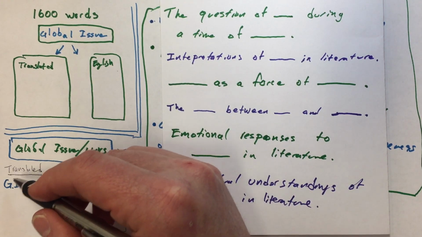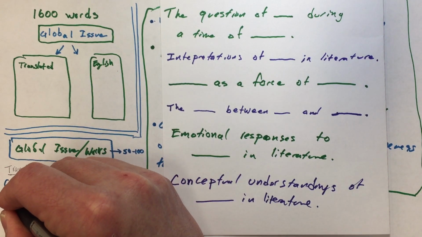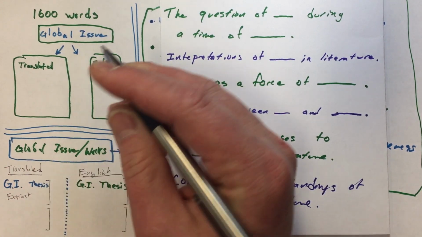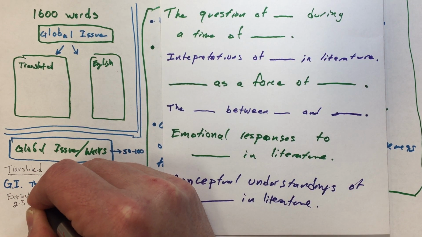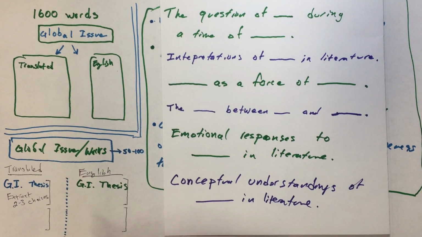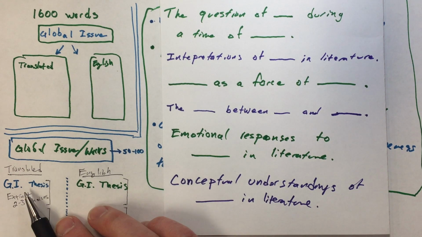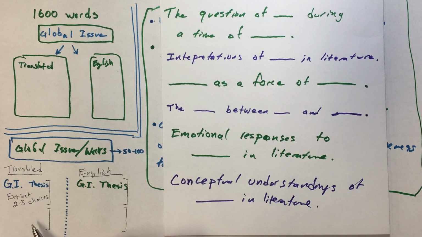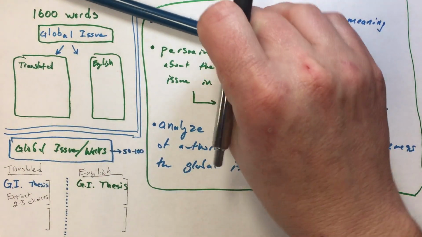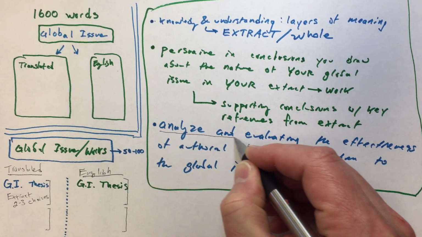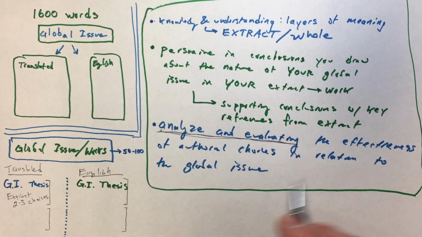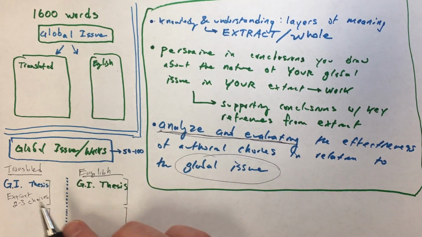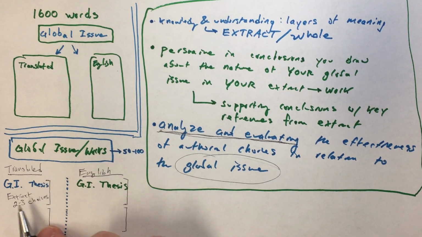So you've got your global issue thesis, and then you have your extract. In that extract, you are going to examine two or three specific choices, maybe more, depending on the level of detail you go into for those choices. Here's where you're going to be quoting from the text and really doing this work right here: analyze and evaluate the effectiveness of those authorial choices in relation to the global issue. It all ties back to the global issue. That's why you have this little global issue thesis right here.